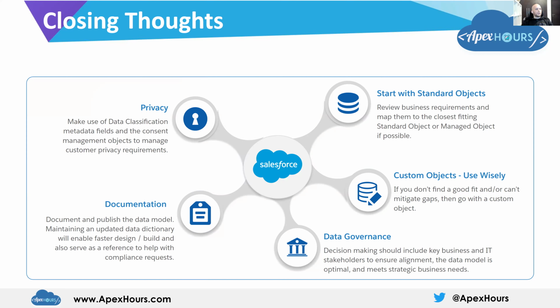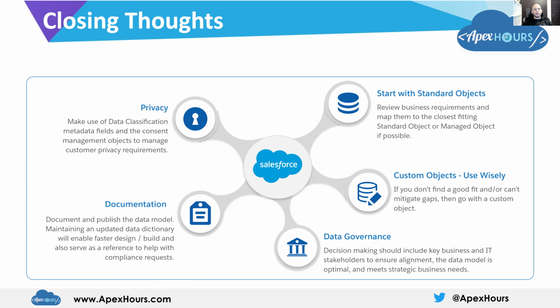Thanks, Duan. So to wrap it up, one of the key things that we talked about is that you should always start with standard objects when you're looking at a given use case. Look at your business requirements and try to map them to the closest fitting standard object or managed object if possible. If not, then use a custom object and make sure you use them wisely. If you don't find a good fit and can't mitigate gaps, then you go with a custom object.